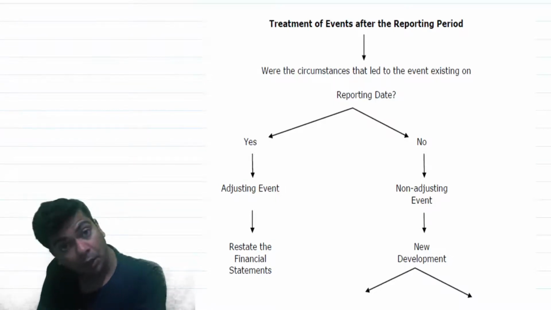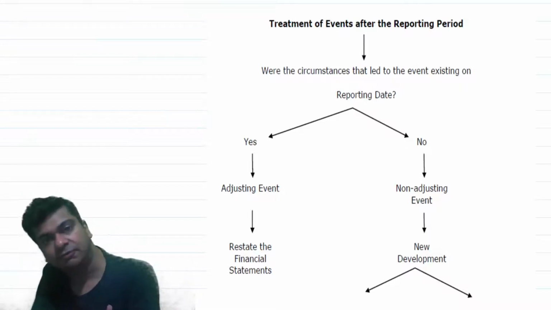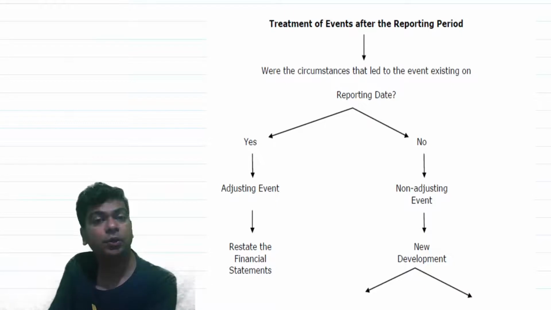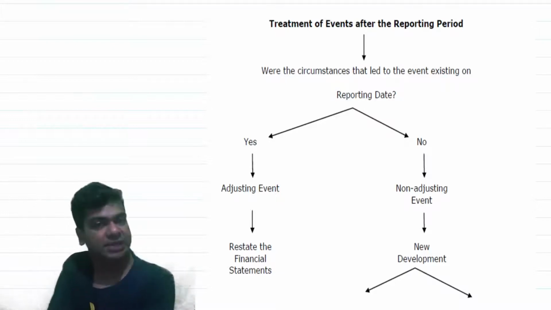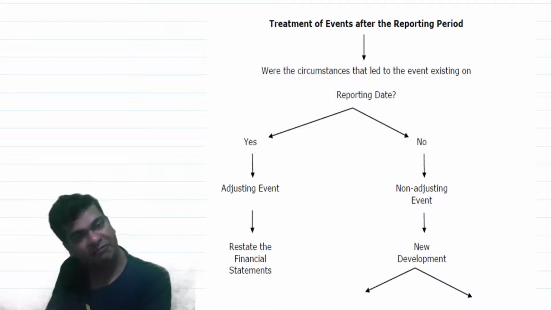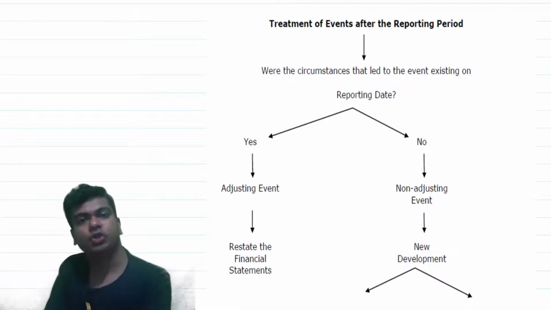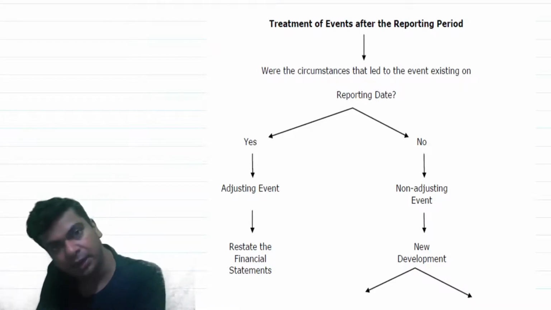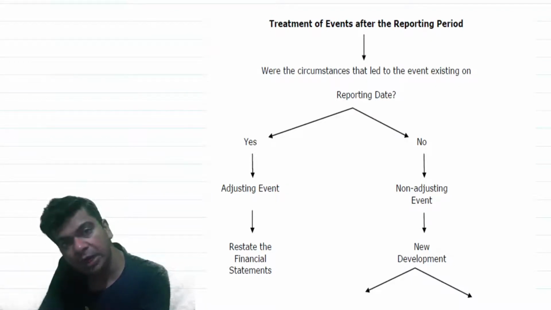Once the event has occurred after the reporting period, you should simply ask yourself: is this event providing you with further information about facts and circumstances which were prevailing on the reporting date? If the answer is yes, it is adjusting. If your answer is no, it is non-adjusting. Again, I'll repeat. The event will happen after the end of the reporting period. Once the event has occurred, ask yourself: because of this event, are you getting more clarity about the circumstances which were prevailing on the reporting date?